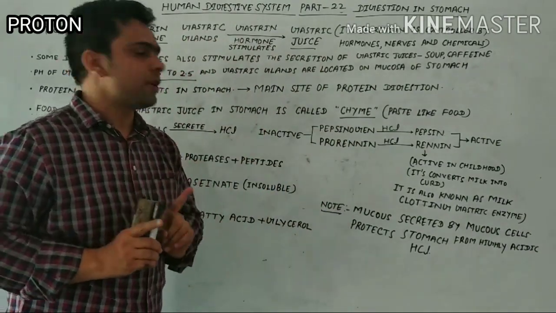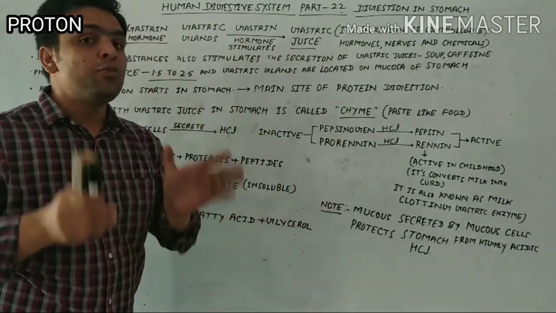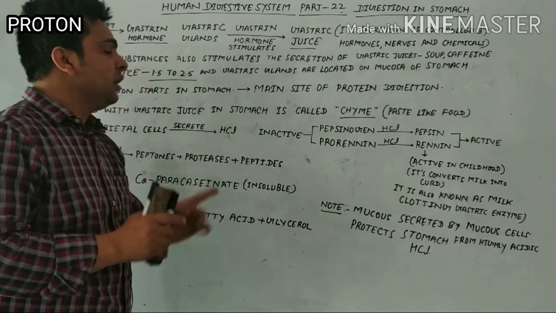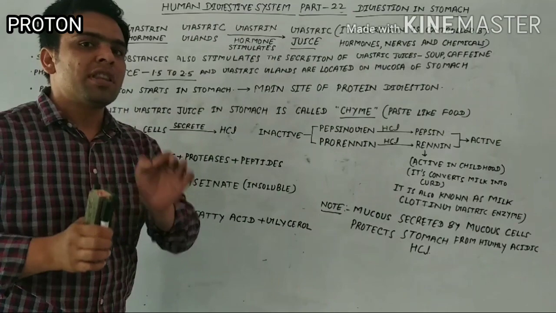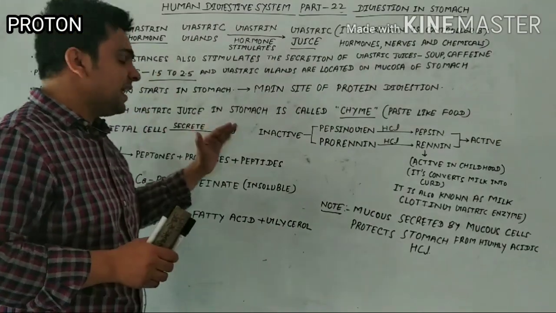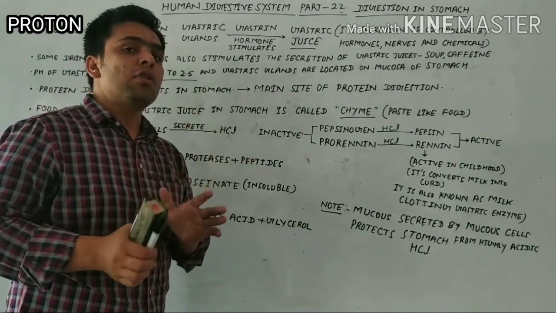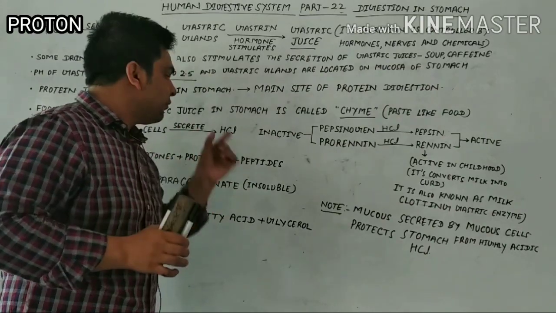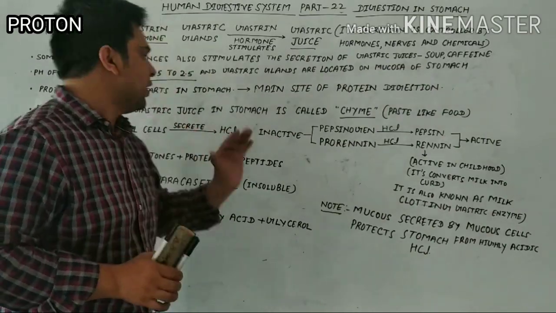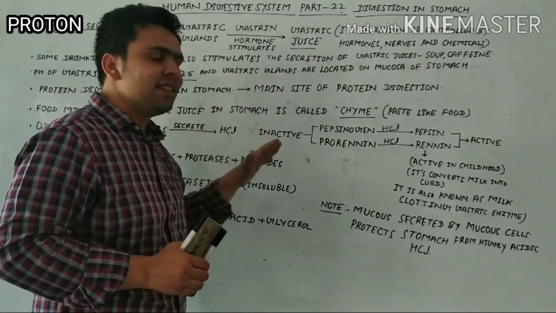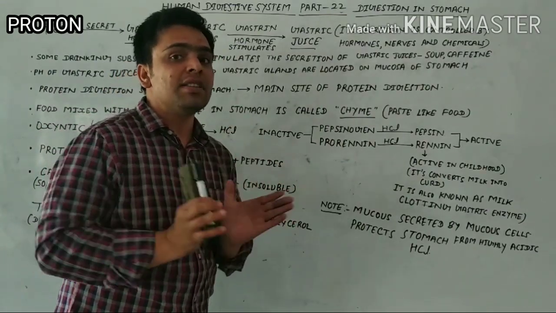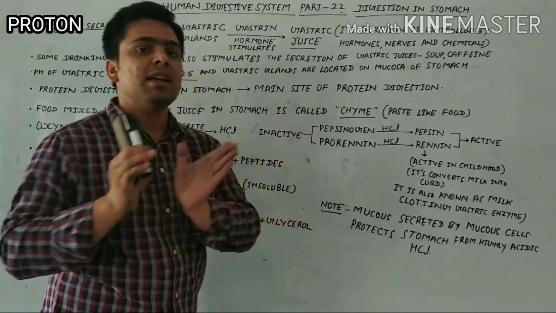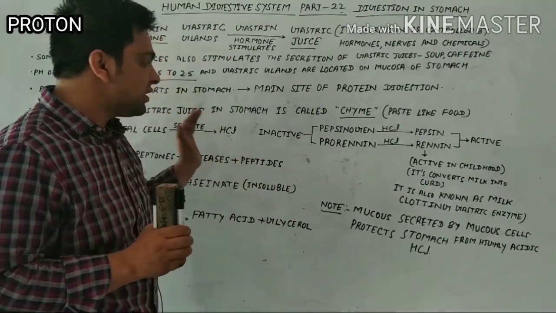It must be remembered, students, that HCl plays a very important role in our stomach, and HCl is highly acidic. One more thing I want to tell you is that HCl is highly acidic because its pH is maintained at 1.5 to 2.5. So HCl is highly acidic and it could damage the wall of the stomach, but that does not happen.